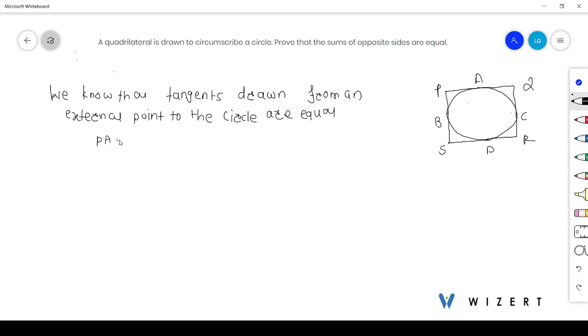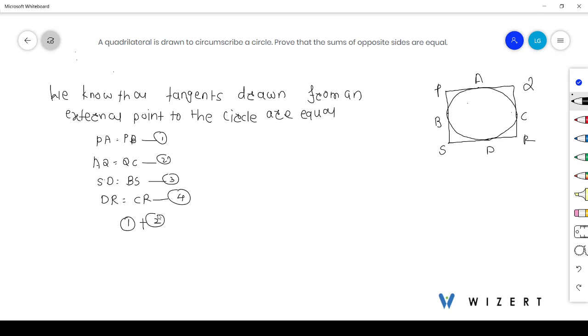So PA equals PB. Then AQ equals QC. SD equals BS, and DR equals CR.